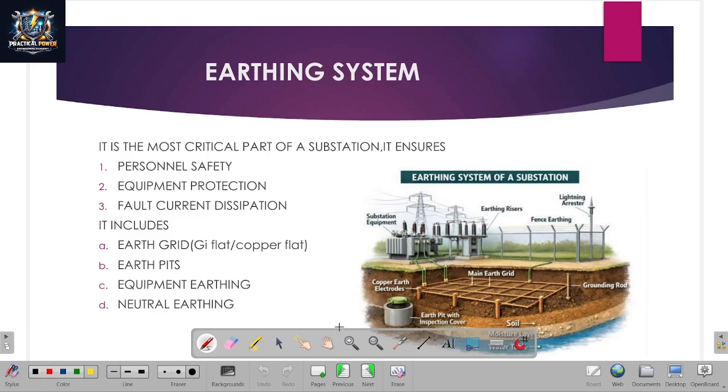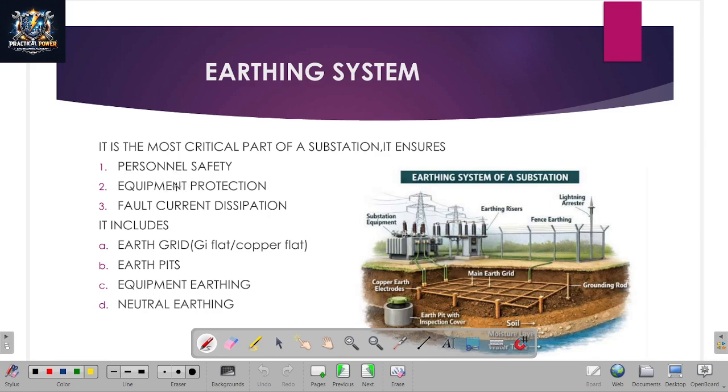As the earthing system is very critical, we will know some more about it. It is the most critical part of the substation. While taking the design part, we have to consider personal safety, equipment protection, and fault current dissipation. How much fault current can be dissipated through the earth? And for equipment protection, we have to consider how the equipments will be protected. Side by side, how personal safety can be maintained.